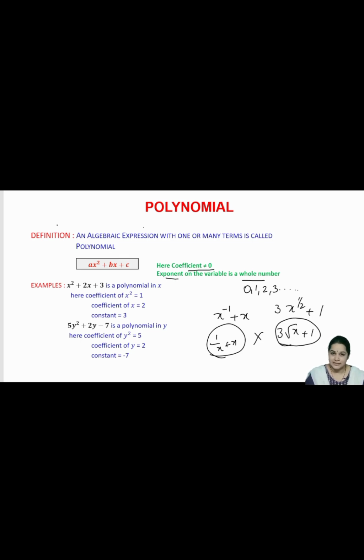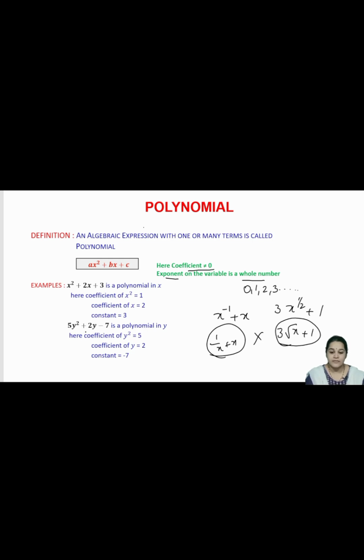So let us consider two examples. Here x square plus 2x plus 3 is a quadratic polynomial in the variable x. Here the coefficient of x square is 1, the coefficient of x is 2 and the constant is 3.